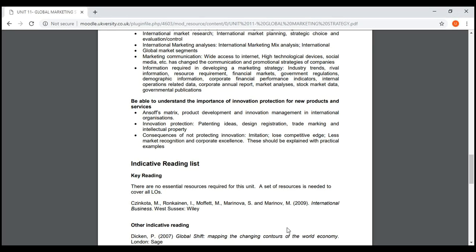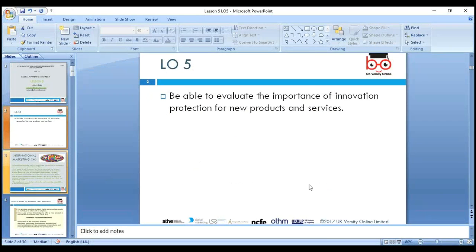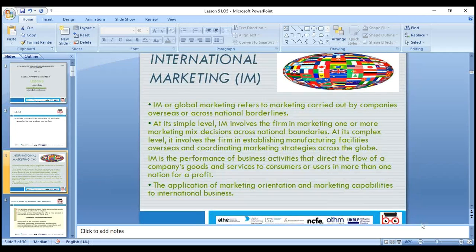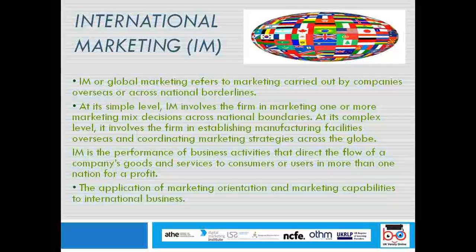So all our discussion will be focused on today's lesson. We'll start our lesson 5. First we'll go through what is meant by international marketing. If you have any question, please carry on asking me, and I'll make sure I carry on answering as well.